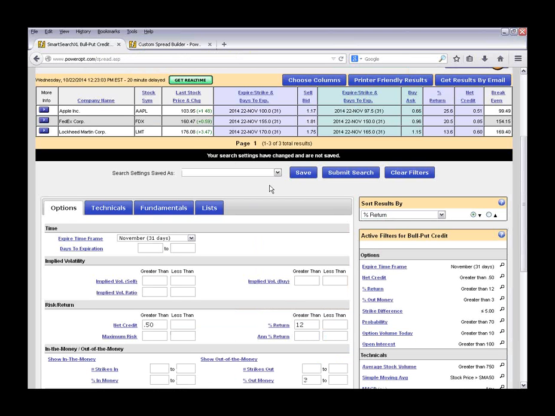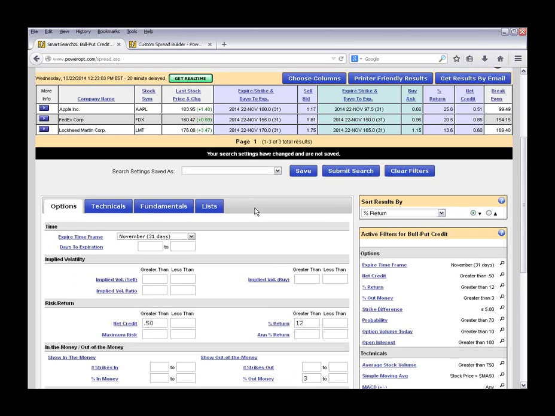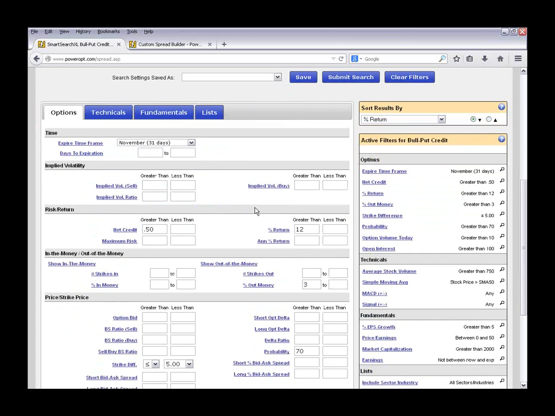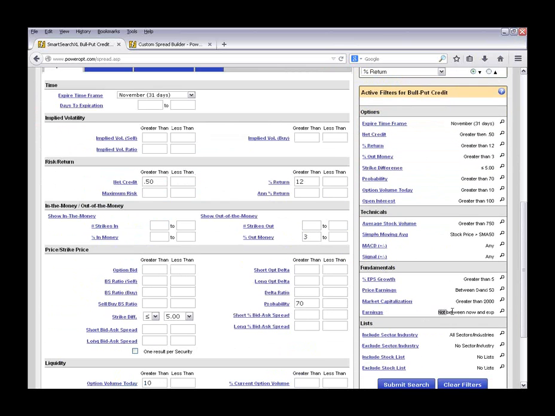Now, there are close to 4,500 optionable stocks, indexes, and ETFs. Why is my research results limited? And by the way, we build about 1.2 million credit spreads every 15 minutes here at Power Options. Why do I only have 3 results? There are 2 things that we know are hindering this right now. Number 1 is the earnings date not between now and expiration.